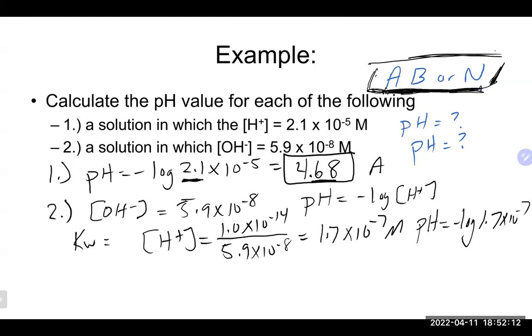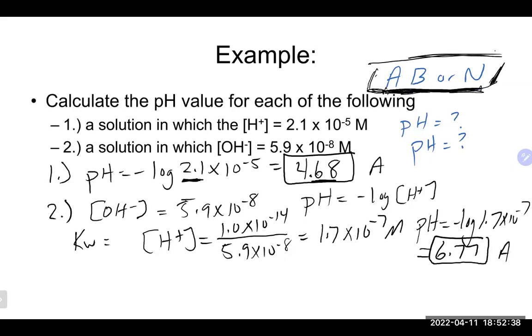And if I punch the numbers in right, try that again. 1.7 exponent minus 7. And that will give us a pH of 6.77 in this particular case. Acidic, basic, or neutral? Yeah, it's just slightly acidic here, just below 7.